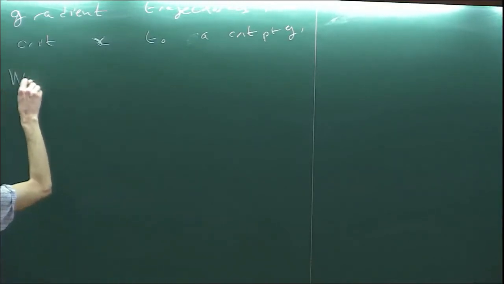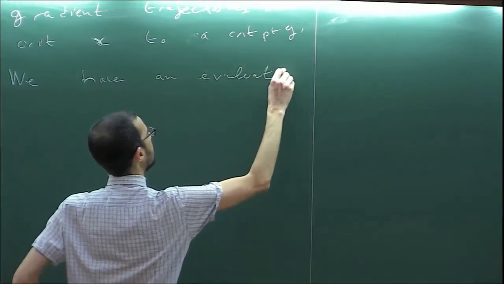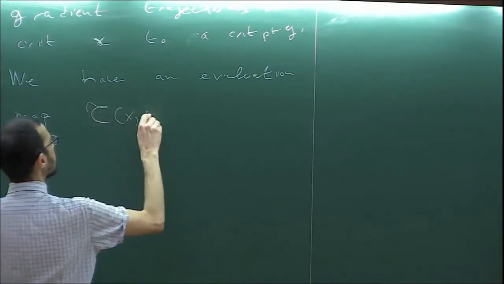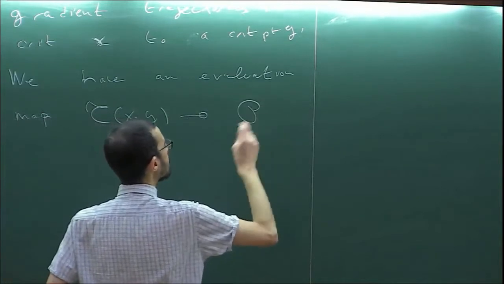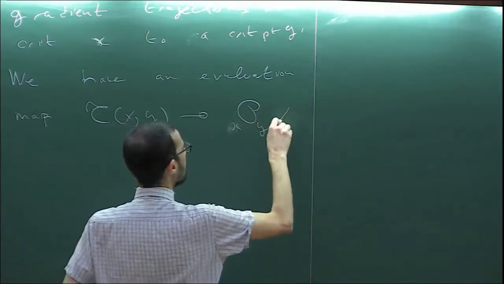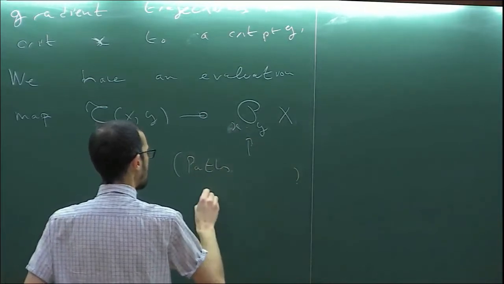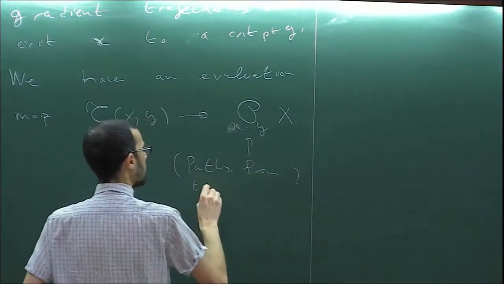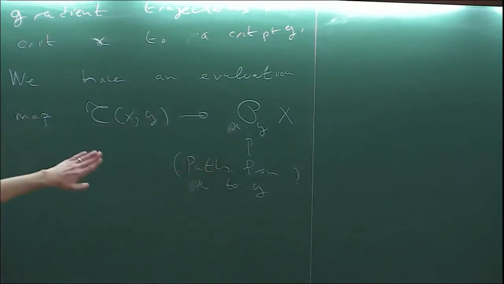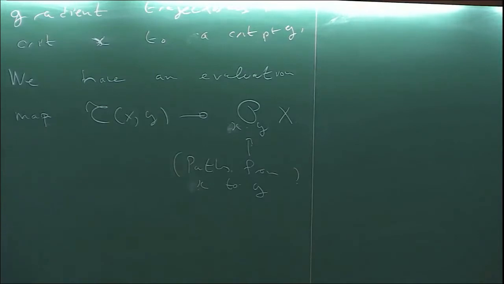So we have an evaluation map from T_{xy} to something which I'll write as paths from x to y on X. My convention basically is that if one of these is the base point, then I just entirely omit it. So it's compatible with the previous convention.